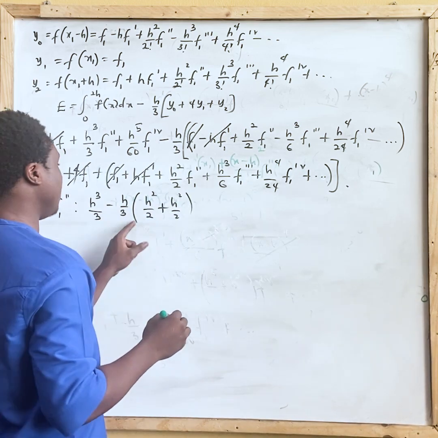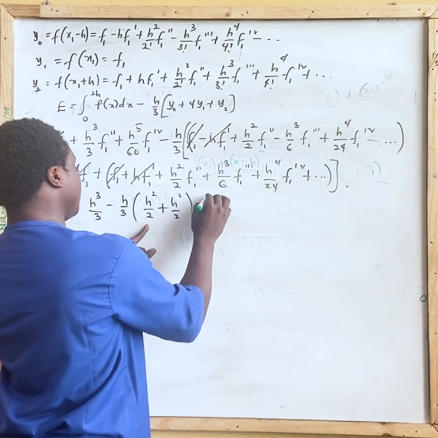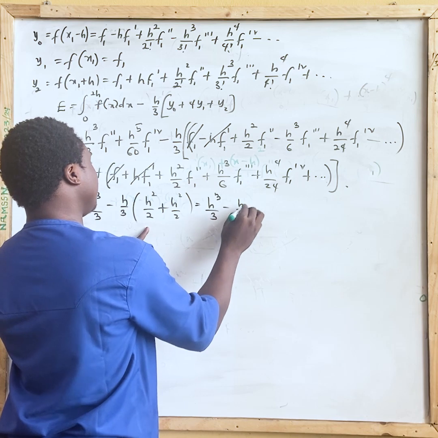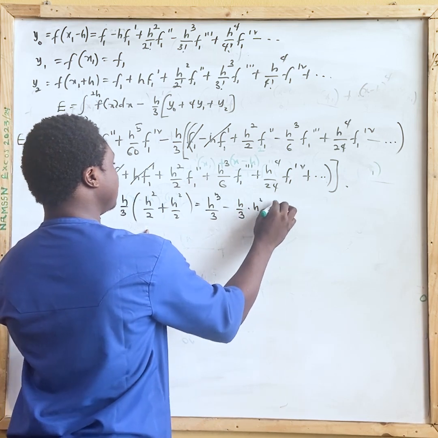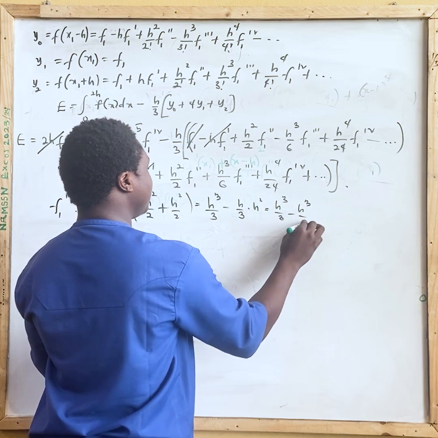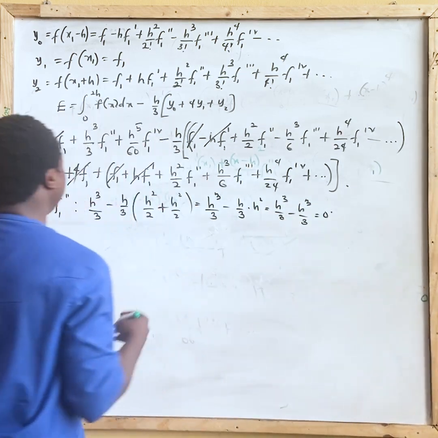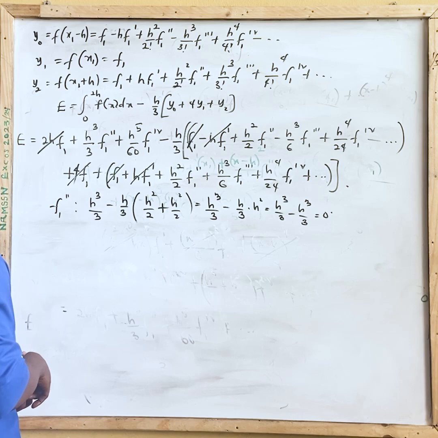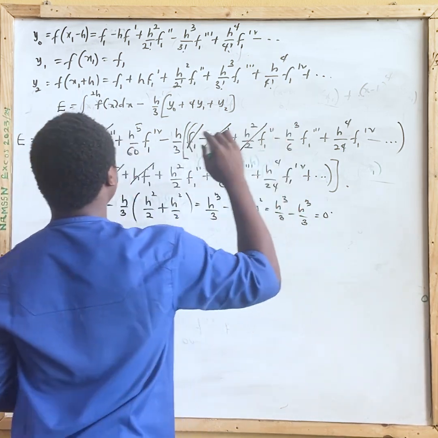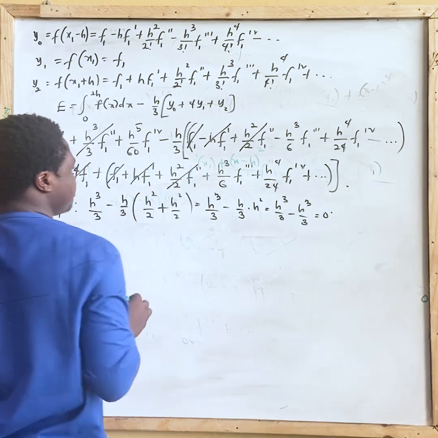So this is h squared. So I have this to be h squared over 3 minus h over 3 times h squared, which is h cubed over 3 minus h cubed over 3, and that is 0. So it means that everywhere I see f double prime, that was 0. So I have this to be 0. This one is going away, and this one is going away.